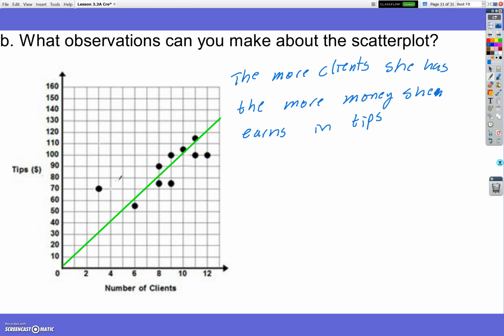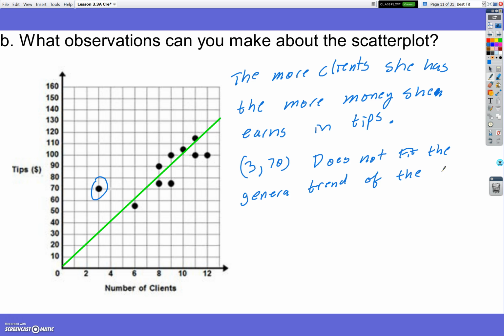Alright, now there's one point also that doesn't really fit this trend. That is this 3, 70. It's a little off the line. So 3, 70 does not fit this line. I would say general trend of the line. Now it's close, but it's not exactly, it's not really bunched down lower. It's hanging out here. All right.